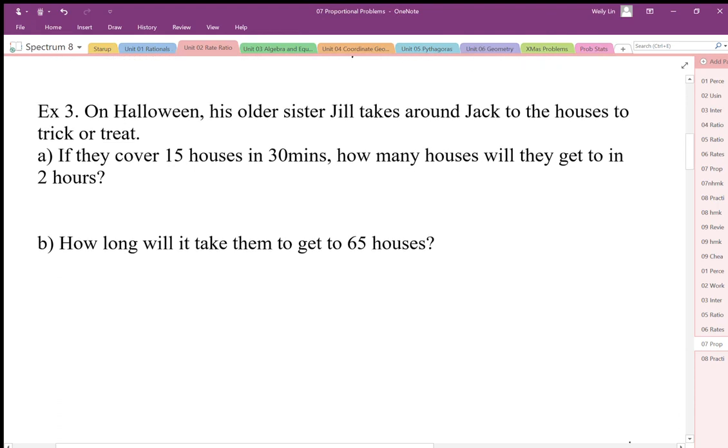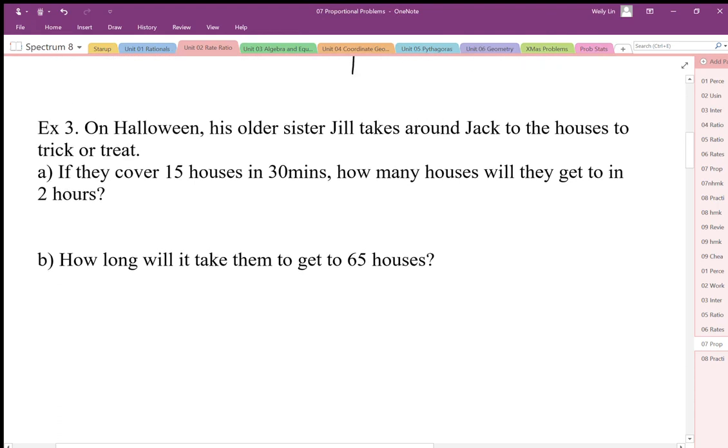So on Halloween, his older sister Jill takes Jack around the houses for trick or treat. They cover 15 houses in 30 minutes. How many houses will they get to in 2 hours? So their rate is going to be, we'll do a house rate, 15 houses for 30 minutes.